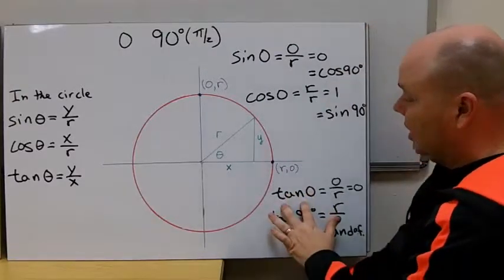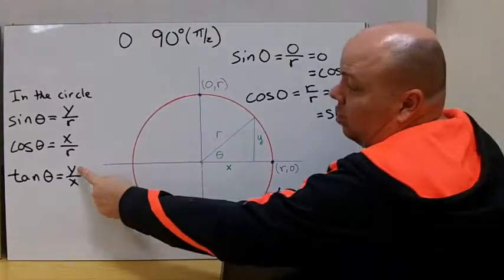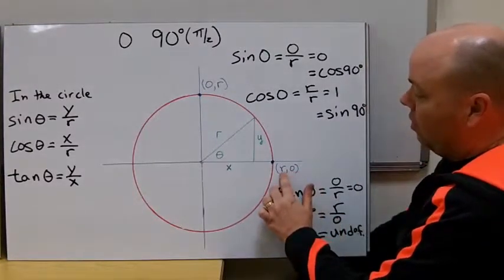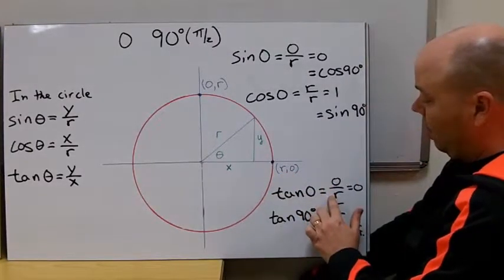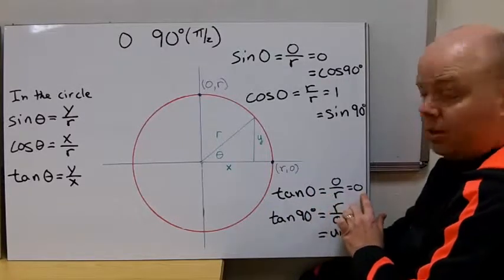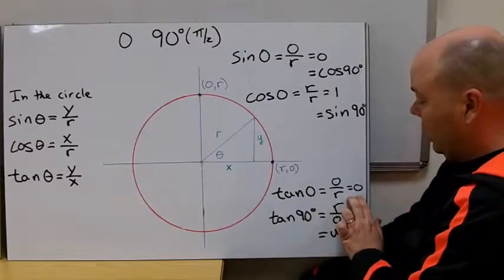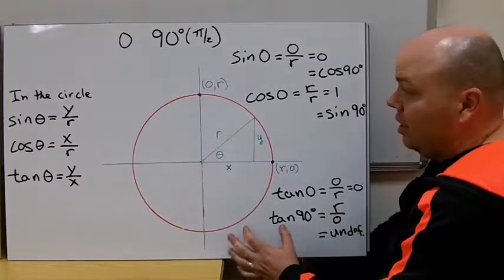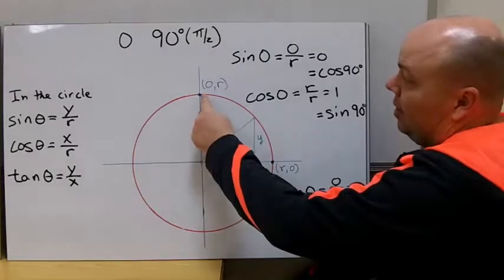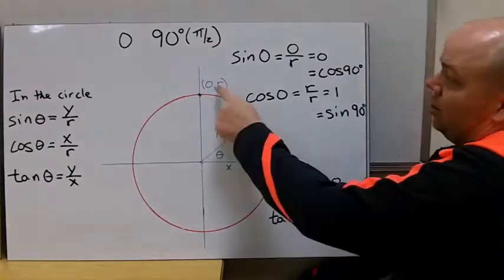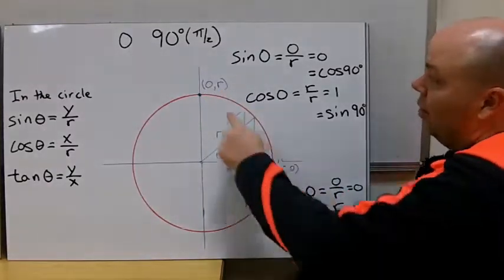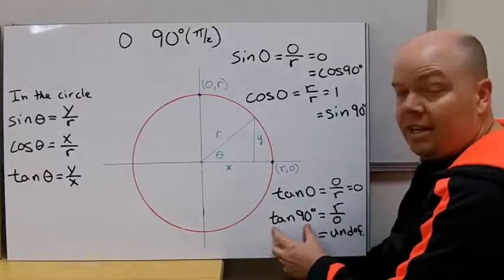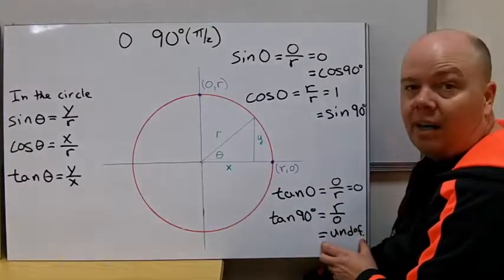Tangent of 0 is equal to y over x. So tangent of 0 is equal to the y value, 0, over the x value, r, and that's equal to 0. So the tangent of 0 degrees is equal to 0. Tangent of 90 degrees, that would be up here, is equal to r, which is the y coordinate, over 0, which is the x coordinate, and you can't divide by 0, so the tangent of 90 degrees is undefined.